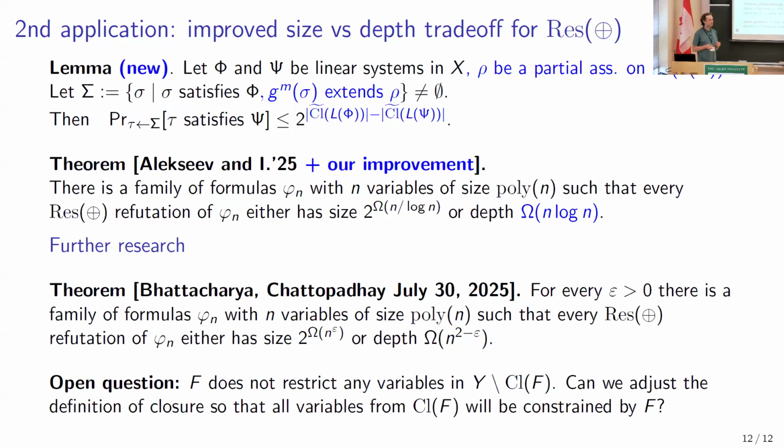Another open question is the following. We know that f doesn't restrict any variables out of the closure, or out of the amortized closure, but actually we don't know that f actually restricts something from the closure. The question is if we can somehow define the notion of closure such that we can say that it actually restricts variables from the closure. And if it is so, it may be useful to prove lower bounds for general resolution of parity. Okay, thank you for attention.